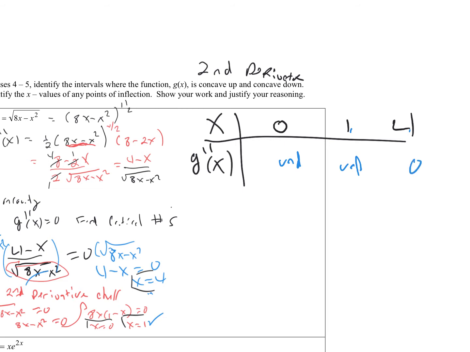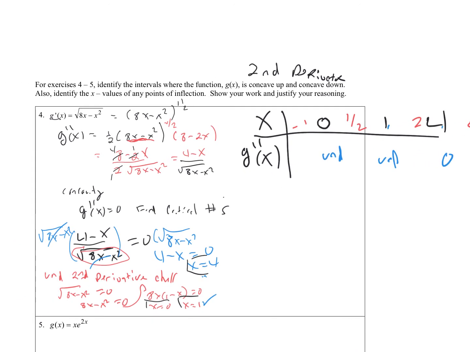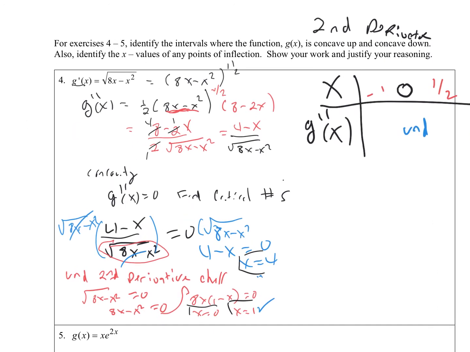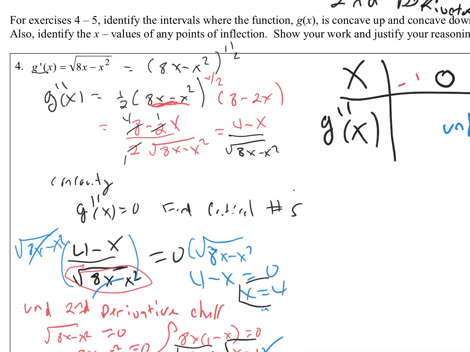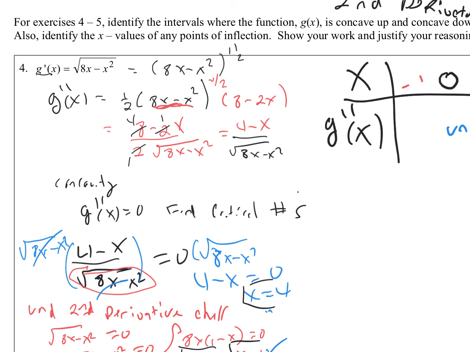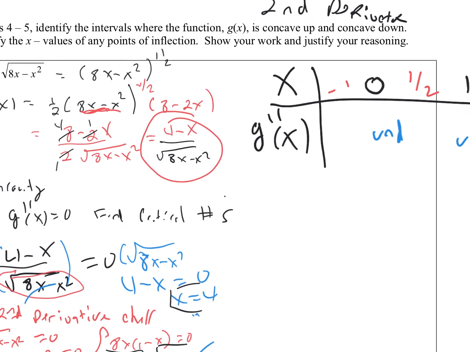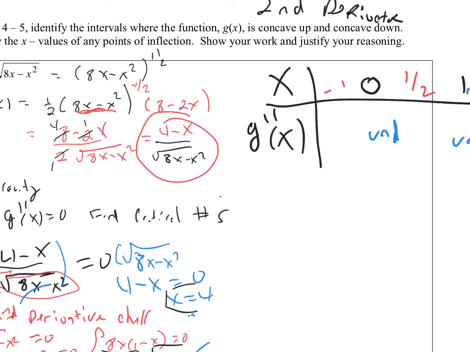So I need numbers on every side, just like we did on the other problem. I'm going to do something simple. Negative 1, 1/2, and a 2, and a 5 again. Okay? Those red numbers are what I plug in to see what's happening. Find the simplest version of your second derivative. I'm going to go right to here. I'm going to use this. It's staring at me. Again, I only care about signs.